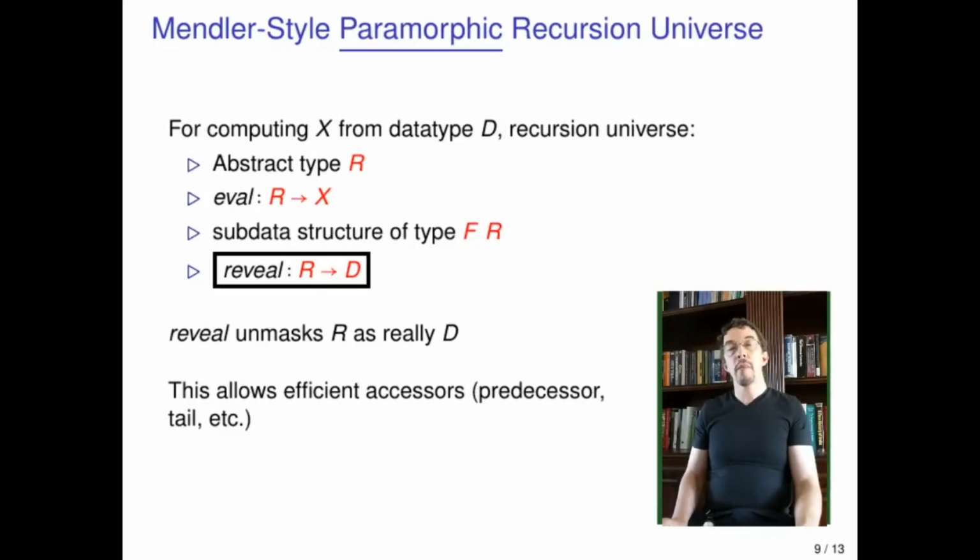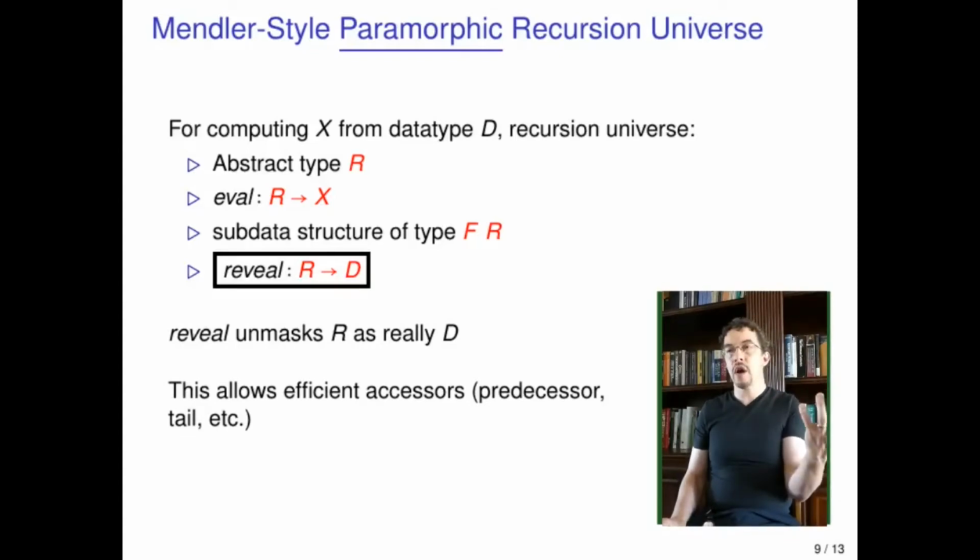Okay, so that's Mendler-style. Now, the Mendler-style paramorphic recursion universe. This is the next step, a conceptual development of this idea of Cedille's recursion universe. For computing X from data type D, now for paramorphic recursion, the universe gives you the same stuff you had before. The recursion universe has all these same pieces, but it also comes, as I highlighted here in black, with a reveal function R to D. This unmasks R as really being D. But notice you can't go the other way around. You cannot inject D into R.